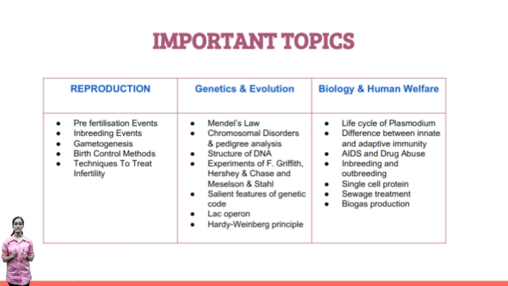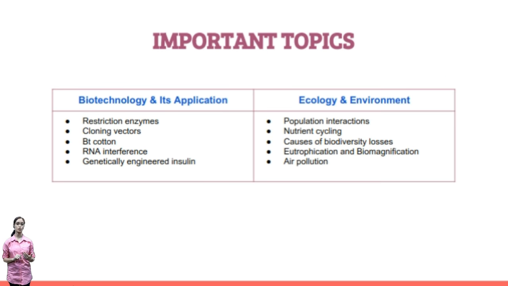Under the reproduction category, the topics on which you have to concentrate are pre-fertilization events, inbreeding events, birth control methods, and techniques to treat infertility. Under the category genetics and evolution, you have to concentrate on Mendel's law, chromosomal disorders and pedigree analysis, lac operon, and Hardy-Weinberg principle. Under biology and human welfare, just focus on the life cycle of Plasmodium, difference between innate and adaptive immunity, AIDS and drug abuse, biogas production, sewage treatment, and single cell protein.